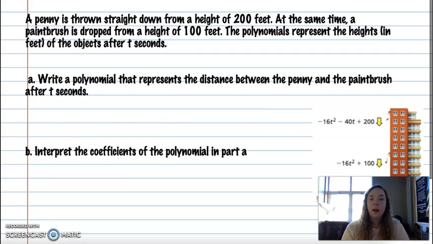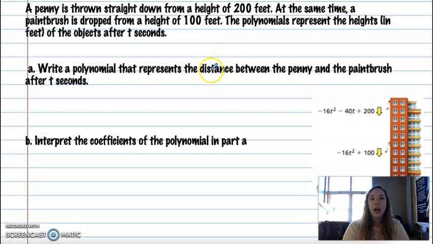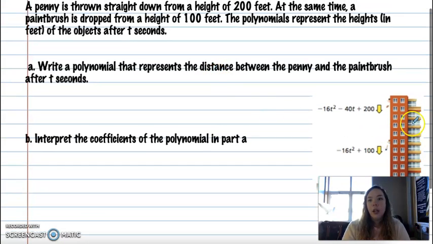All right, one more, a word problem today. A penny is thrown straight from a height of 200 feet. At the same time, a paintbrush is dropped from a height of 100 feet. The polynomials represent the height in feet of the objects after t seconds. So this would be our penny, and this would be our paintbrush. This -16 coefficient that you're going to see a lot in these types of word problems is due to gravity. So you're going to see -16 a lot. It doesn't change a lot because this would be gravity in feet per second. I think you've seen in science before that gravity is like -9.82, I want to say, meters per second. So if we convert that to feet, it ends up being -16 a lot.